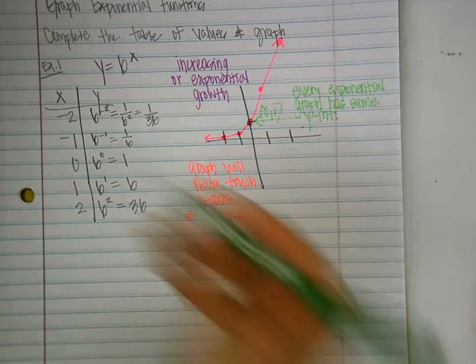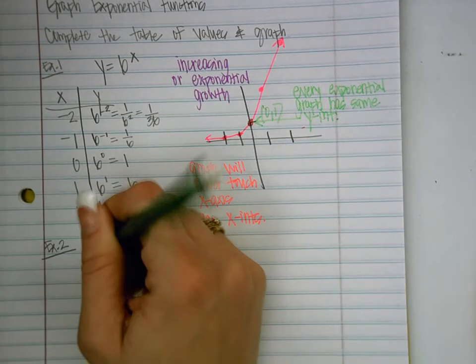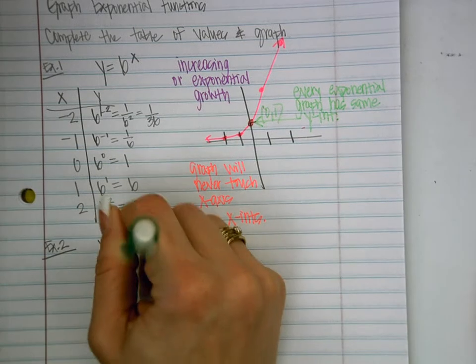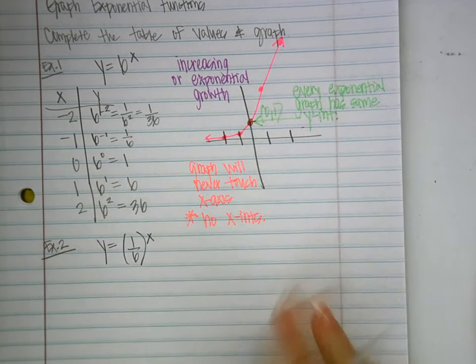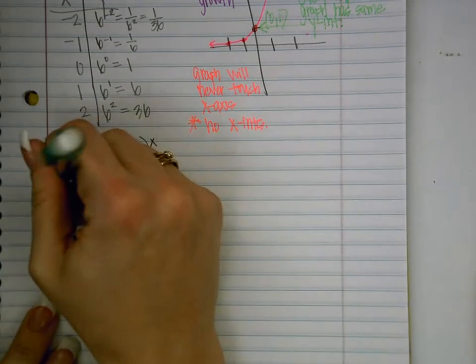Okay, next graph we're gonna do is for number 2. I'd like you to graph y equals 1/6 to the x exponent. So we're going to start the exact same way. I'm going to start with an xy table.